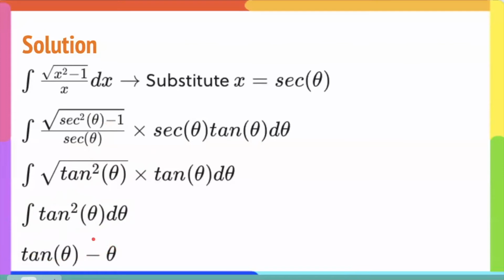And the reason why is because you can think of tangent squared of theta as secant squared theta minus 1, and the integral of secant squared theta d theta is tangent of theta, because the derivative of tangent theta with respect to theta is secant squared of theta.